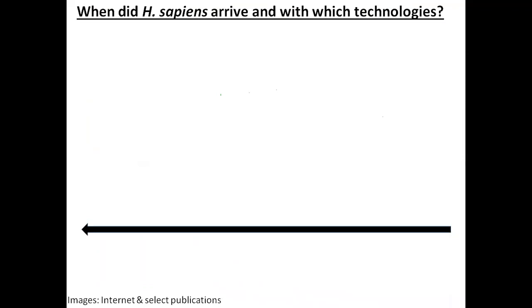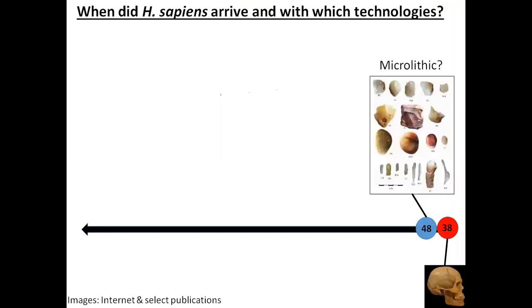So quick key question is, when did Homo sapiens arrive first and with which technologies? The fossil evidence suggests 38,000 based on evidence in Sri Lanka. The stone tool evidence suggests 48,000, which is maybe small microliths. This is clearly Homo sapien made. And then we have DNA suggesting 60,000. And this is modern DNA, DNA belonging to tribal populations.